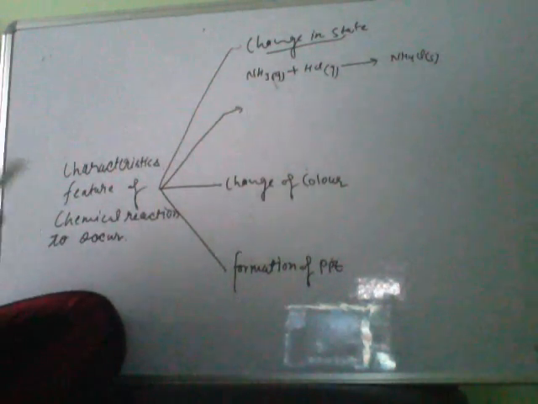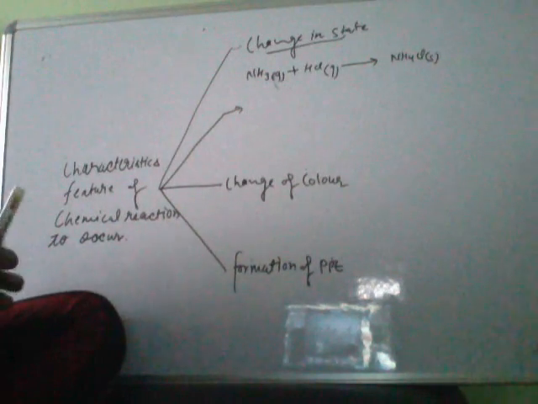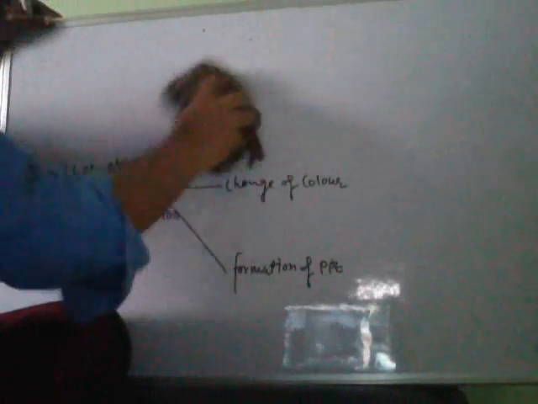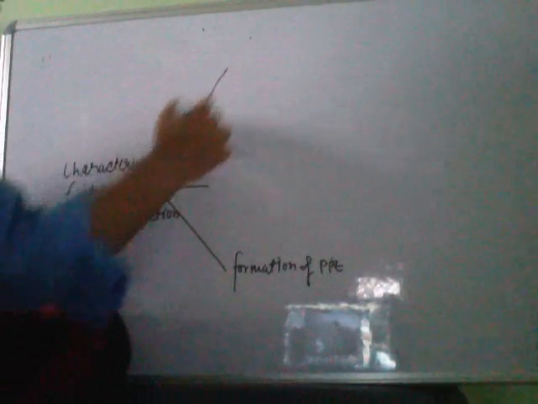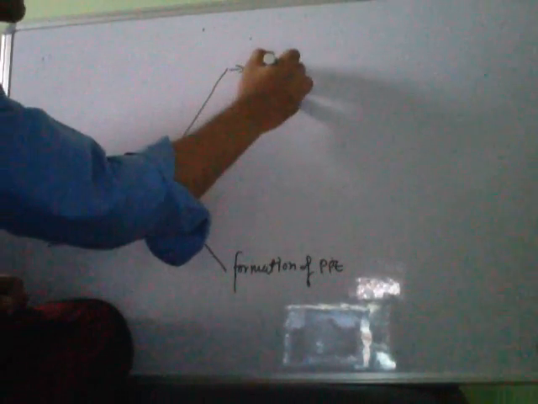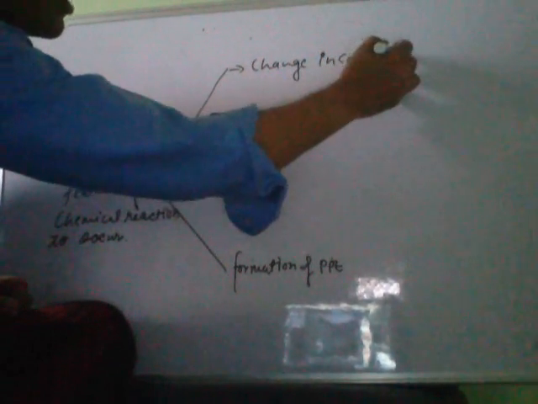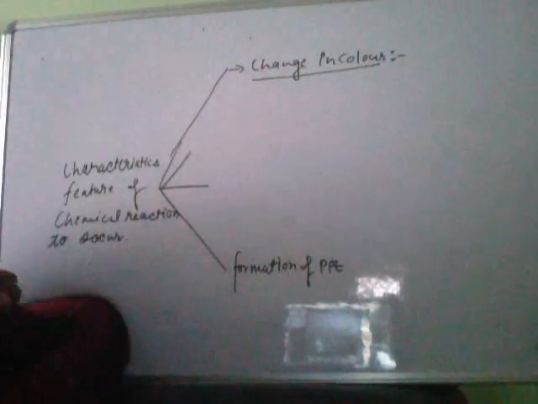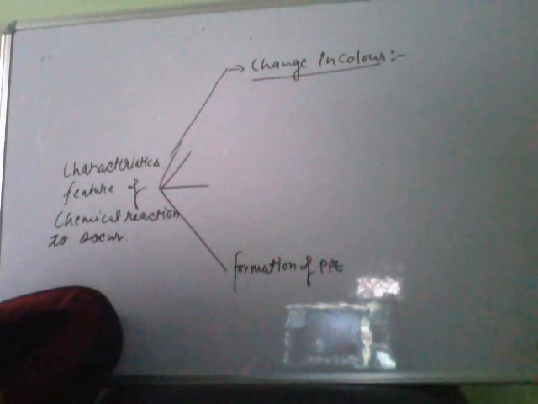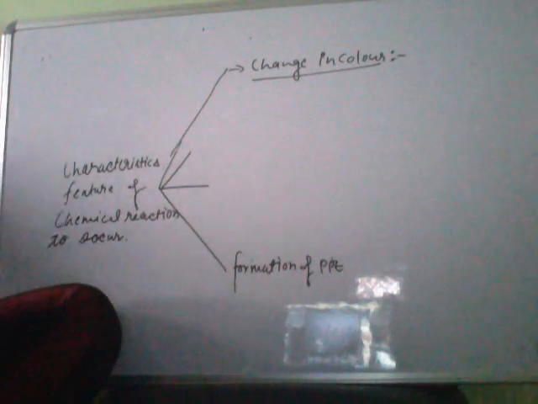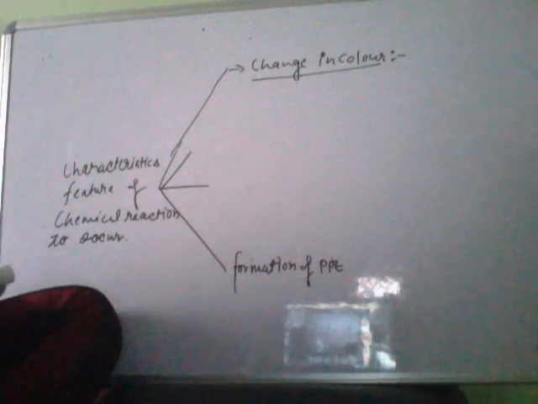Now come to the next type of characteristic, the color change. Few chemical reactions are characterized by a change in color. There are certain chemical reactions, but we are supposed to write a few examples here.